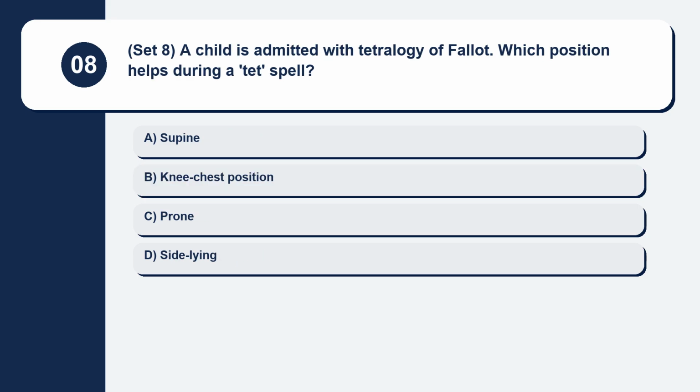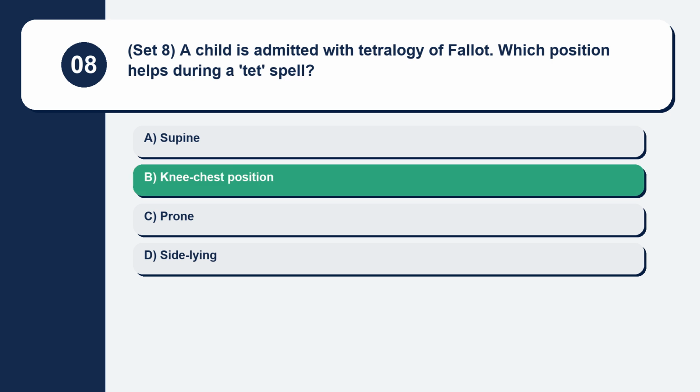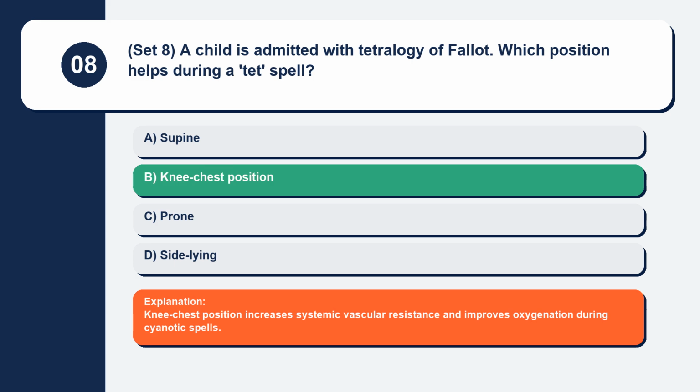Question 8. Set 8. A child is admitted with tetralogy of Fallot. Which position helps during a TET spell? Supine, knee chest position, prone, side lying. Knee chest position increases systemic vascular resistance and improves oxygenation during cyanotic spells.